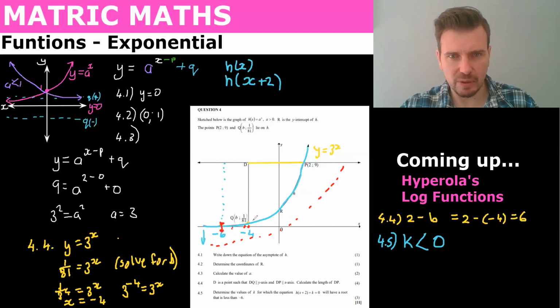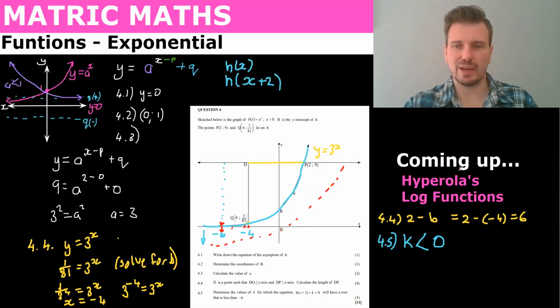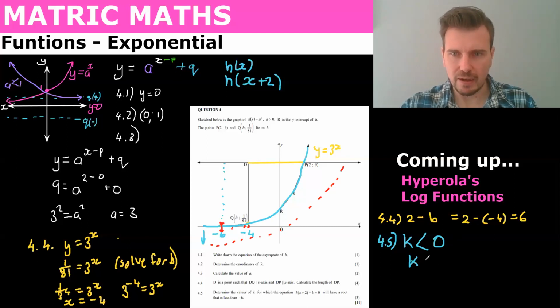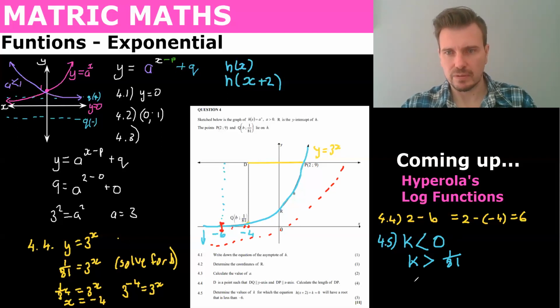Okay, so basically what we're saying is, this is a complicated question. I hope I've explained it okay. But k must then be greater than -1/81, and it's got to be less than 0. So it can't be equal to 0. So if we put that all into one value, we can put a 0 here, 1 over 81 here, k.